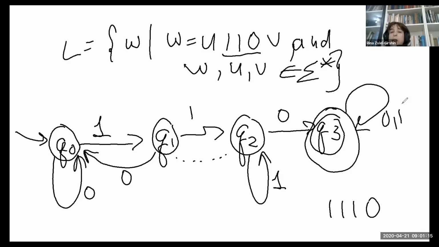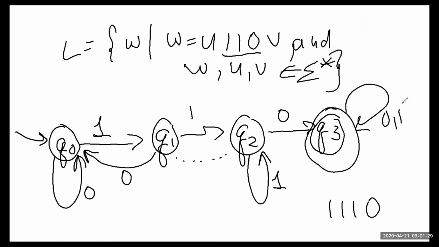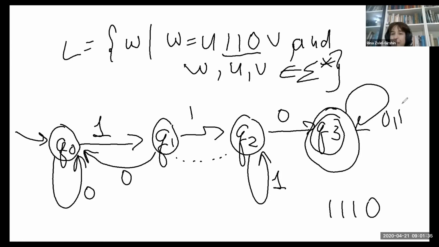So basically, you start with the main part, the substring 110, and then you complete the automaton to be the deterministic finite automaton. Okay, so we move to the next question. Could we have also done it with 2 states? No. Here you can't. This one is the minimal finite state automaton.